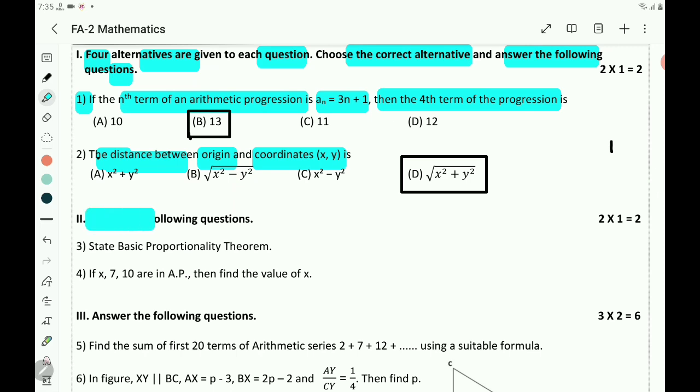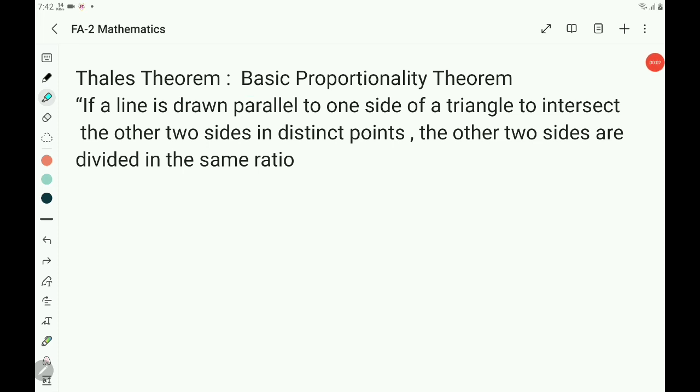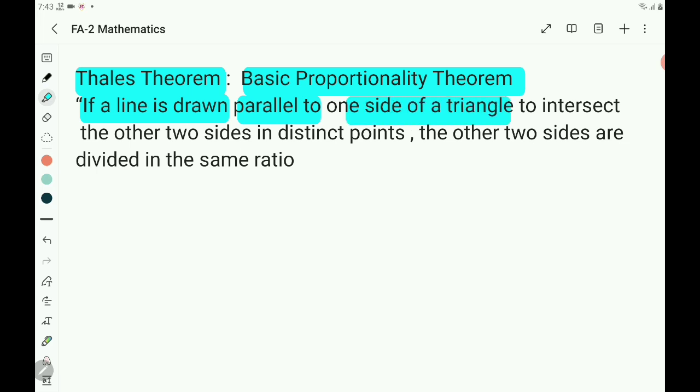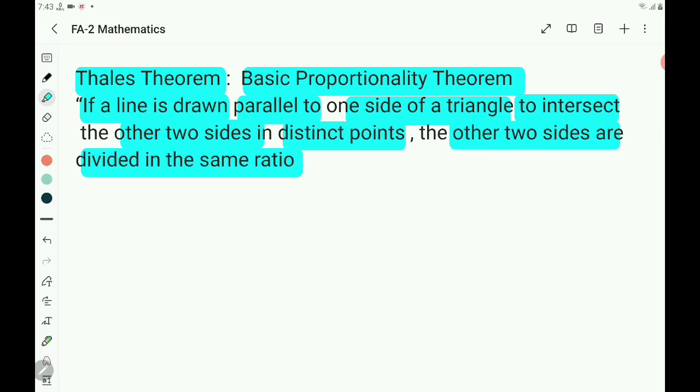Then the second main question, one more question, state basic proportionality theorem. You know the statement of the basic proportionality theorem. Basic proportionality theorem is nothing but Thales theorem. Both of them are the same. Then what is the statement of the Thales theorem? If a line is drawn parallel to one side of a triangle to intersect the other two sides in distinct points, the other two sides are divided in the same ratio.